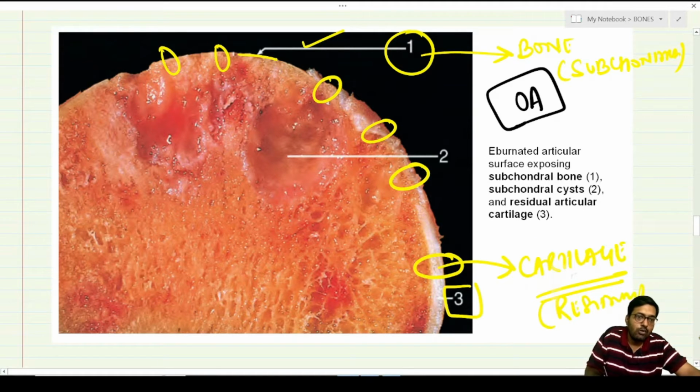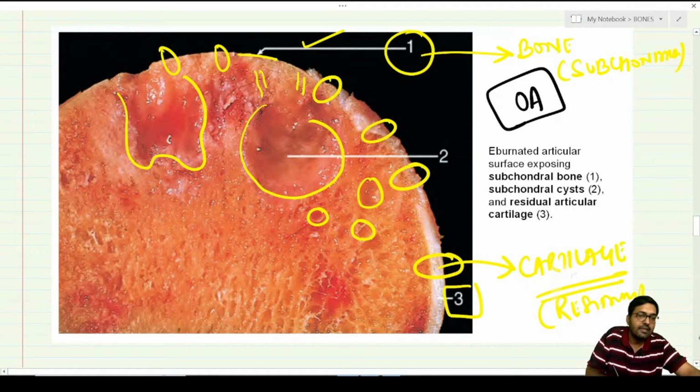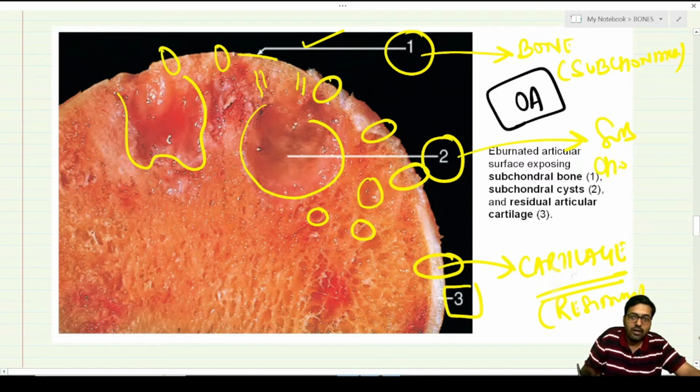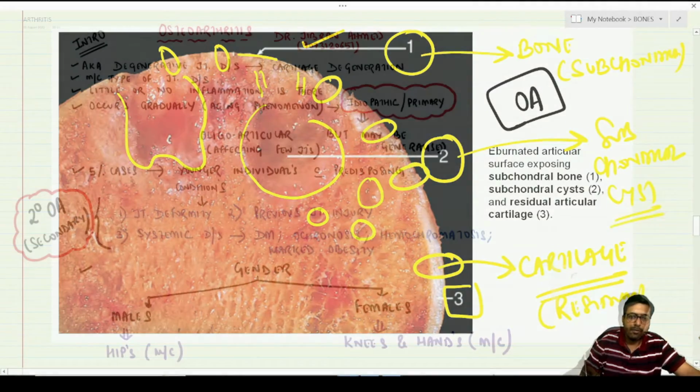Now, as I told you, this bone, because of repeated damage, will start to develop some cracks. And ultimately, they will develop some loculated surfaces. Can you see? Some loculated surfaces are over here as well. Small loculated surfaces which are forming subchondral cysts. So the number 2 structure that we are looking at over here is called the subchondral cyst, as we can appreciate.